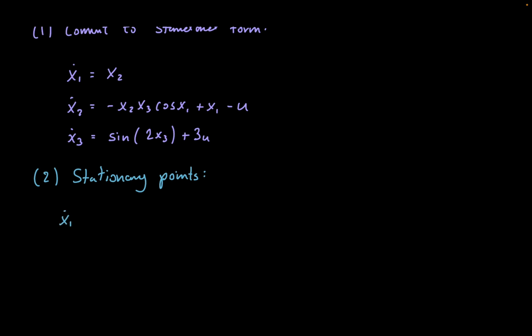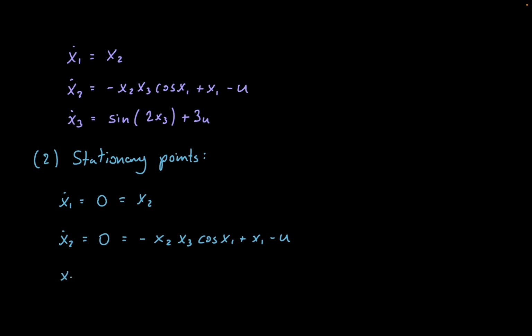If we have x1 dot equal to 0, it's still going to be equal to x2. So right off the bat, we can see that x2 is going to equal 0. And then for x2 dot, we'll set that equal to 0, and then that equals negative x2 times x3 times cosine of x1 plus x1 minus u.